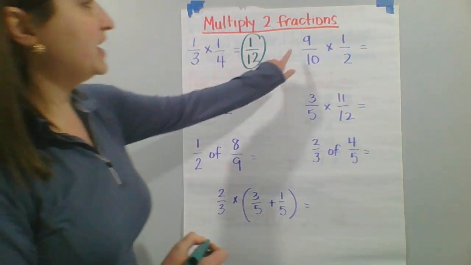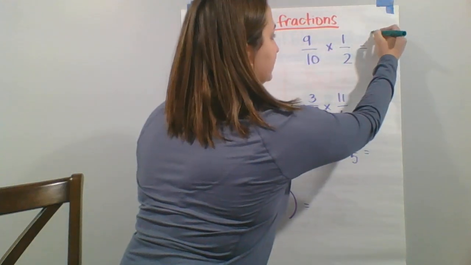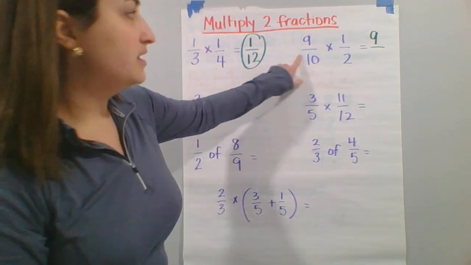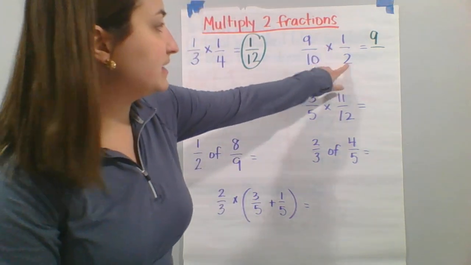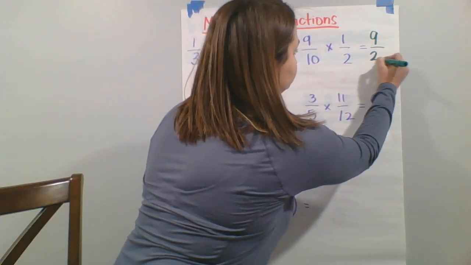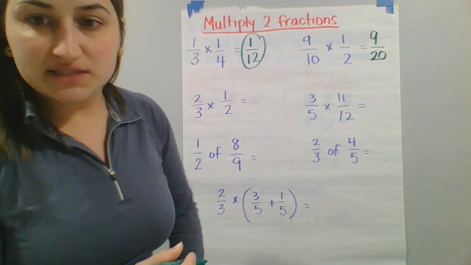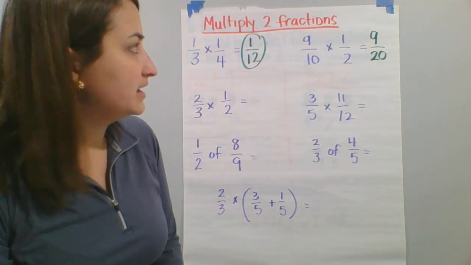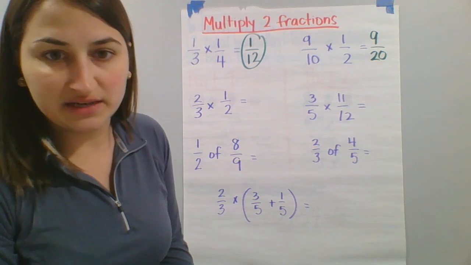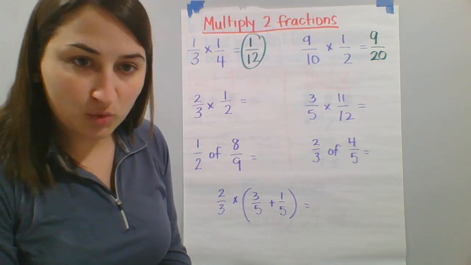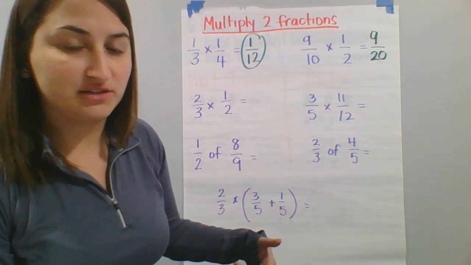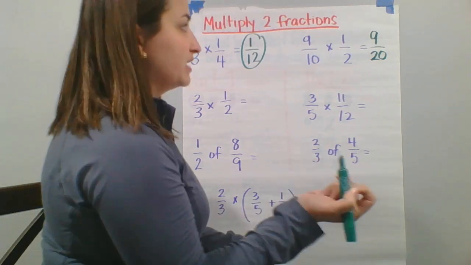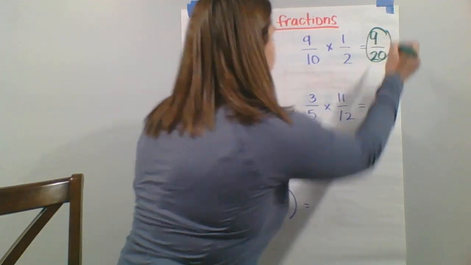The next one, we have 9 times 1, which is 9. So focusing on that numerator first. Then we focus on the denominators. 10 times 2 is 20. We want to ask ourselves, can we simplify this fraction? Can I take any sort of number and divide it by 9 and 20? Are there any numbers that go into 9 and 20? No, there are not. So 9/20 would be simplest form.